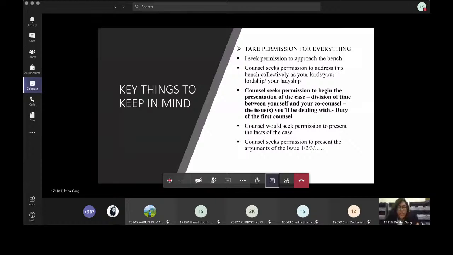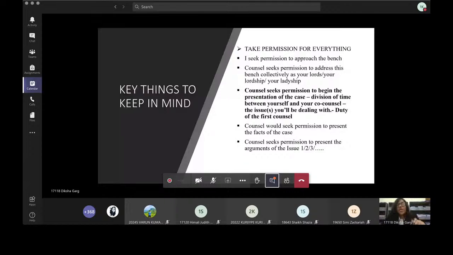Then you move on to the presentation of the facts of the case. Now keep in mind that usually judges skip over the facts simply because they've been listening to various teams. So there is a good chance that they will skip over the facts, but you do not go with that assumption. You prepare your speech accordingly, including the facts of the case. Now, moving on, you will take permission to begin the presentation of the issues and arguments, etc. So these are the initial permissions that you will be taking during the course of your speech.